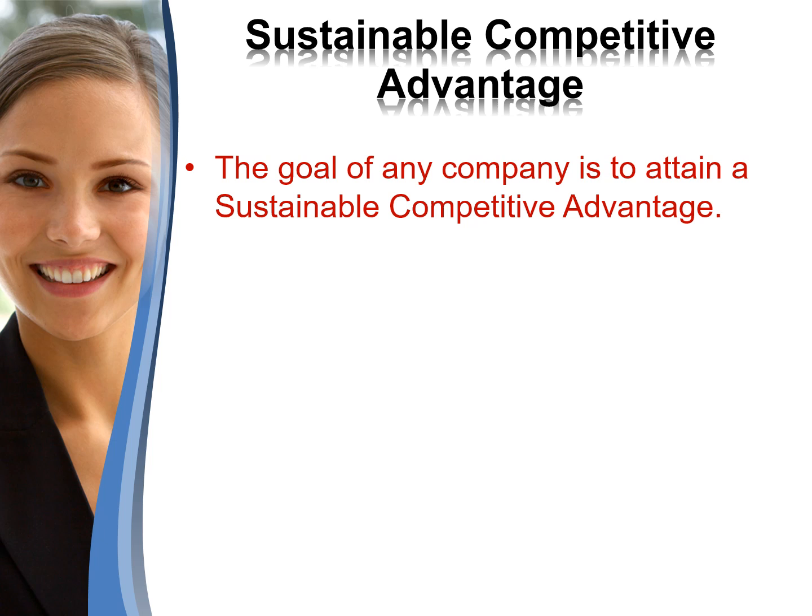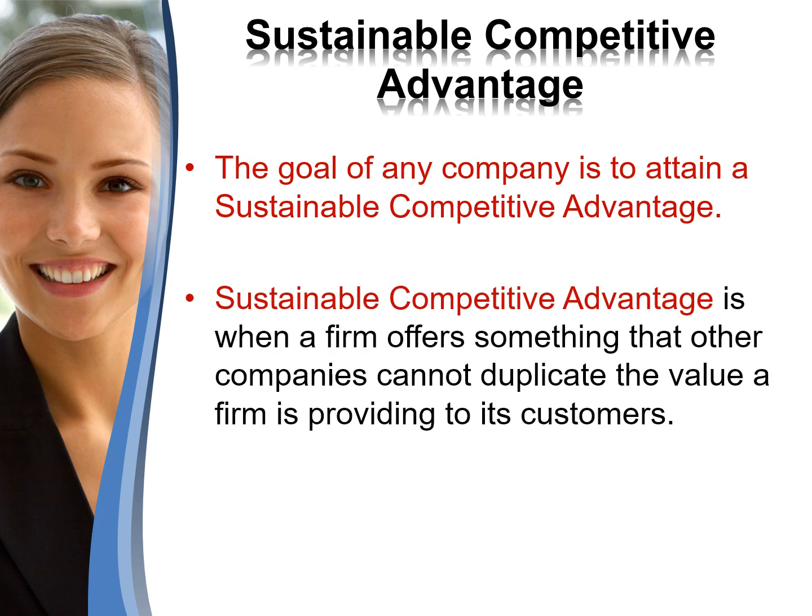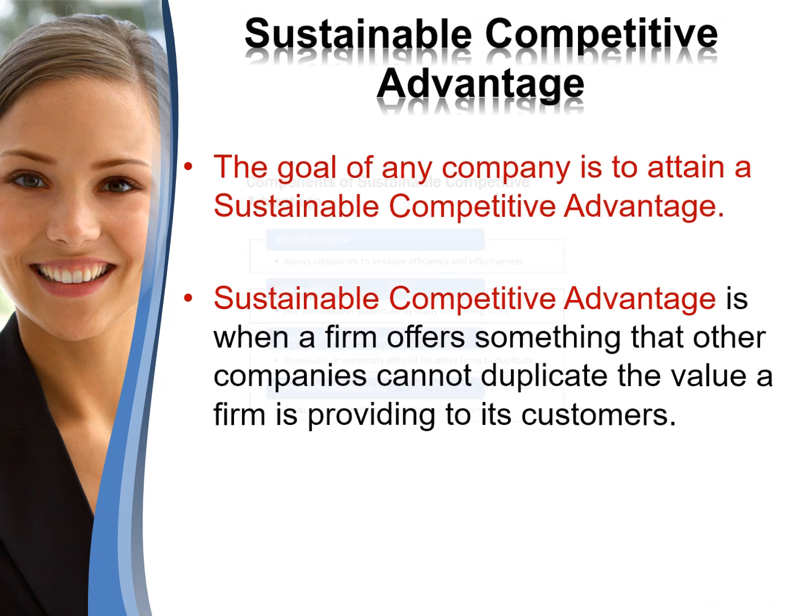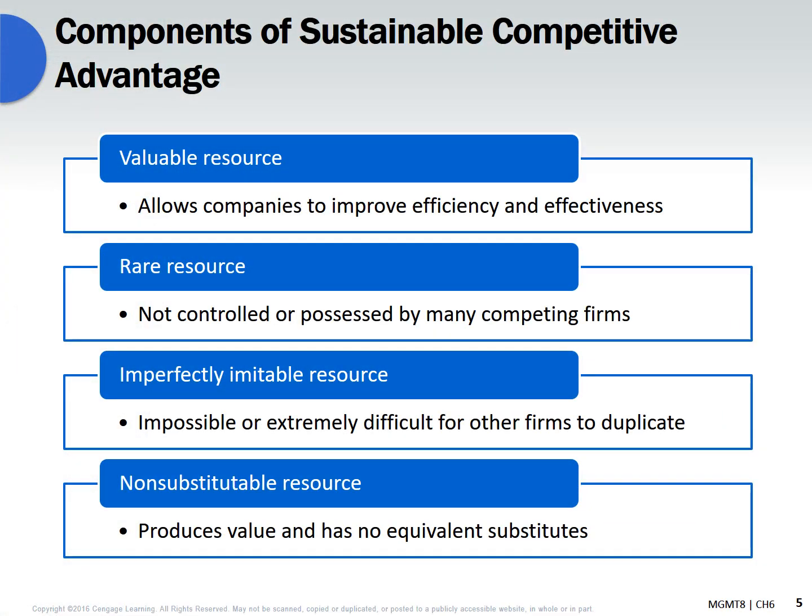The goal of any company is to attain a sustainable competitive advantage, which is when a firm offers something that other companies cannot duplicate, the value a firm is providing to its customers. Components of a sustainable competitive advantage are valuable resources, which allow companies to improve their efficiency and effectiveness; a rare resource, one that is not controlled or possessed by too many of the competing firms; an imperfectly imitable resource, one that is impossible or extremely difficult for others to duplicate; and one that produces value and has no equivalent substitutions.